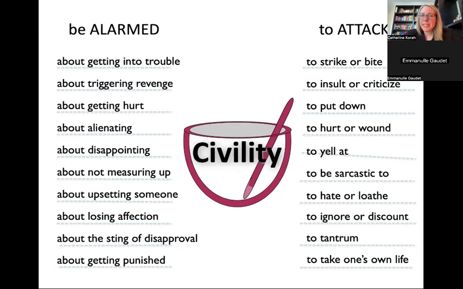The same thing with civility. And so civility is that you might have the impulse to strike or to bite, but that you are afraid of getting into trouble. And so because you care about the fact that you don't want to be in trouble, this will be enough to temper this impulse to attack, where you may be worried about getting hurt, or about alienating the other, or about disappointing the ones that you care about, and so forth. And so these are all different examples to help temper the impulse to attack. And this is what we call being civil.